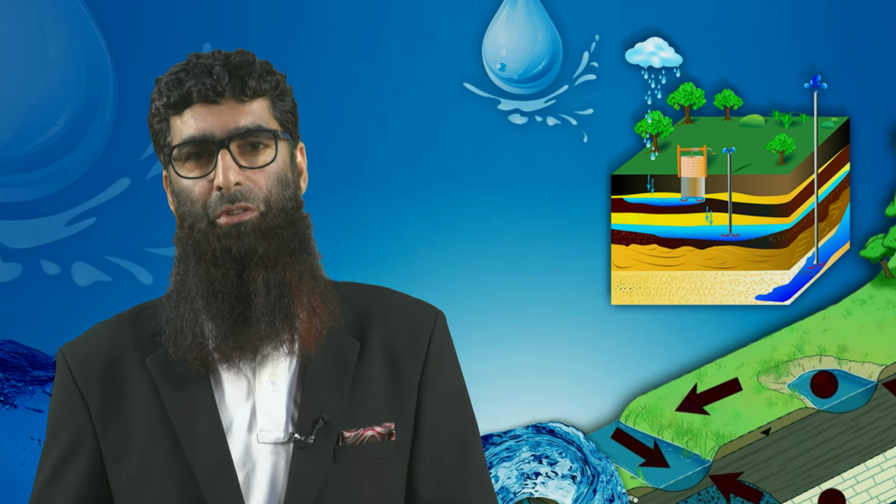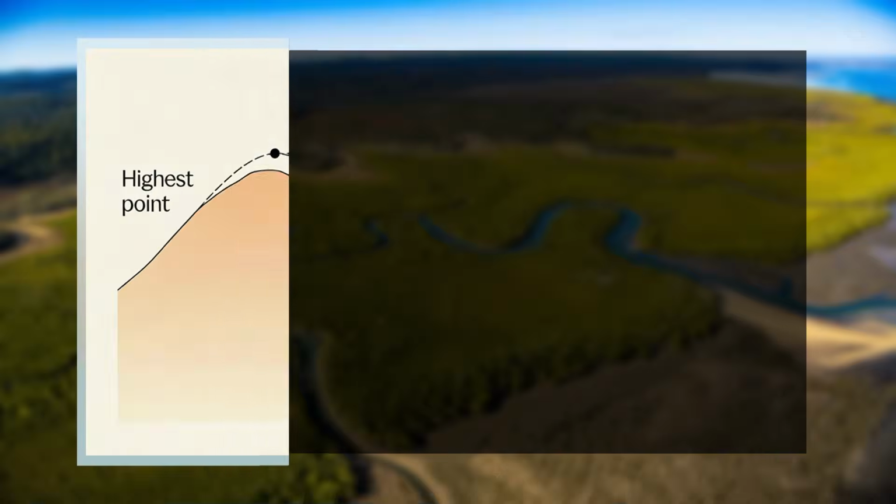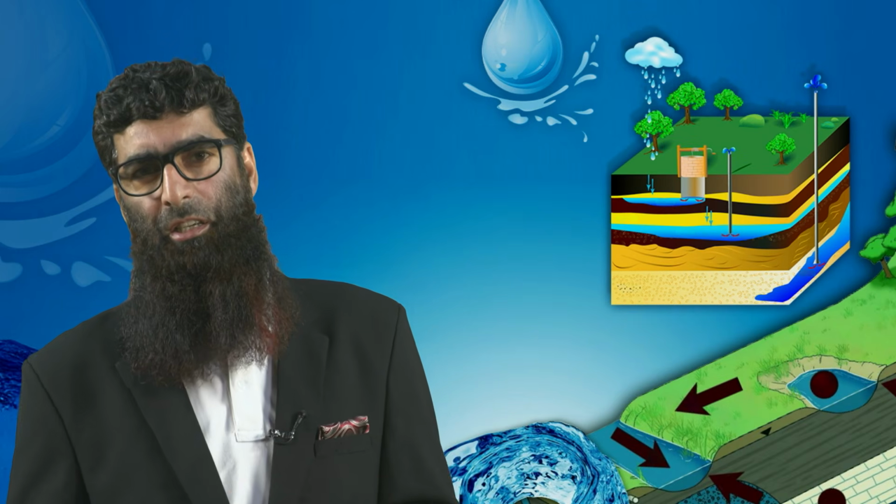Elevation. This is the vertical height of various location points within the watershed in relation to the basin outlet or a datum like sea level. The total basin relief is the difference between the highest and lowest points. In order to understand the general topography and potential energy of the flowing water, the elevation data is essential.